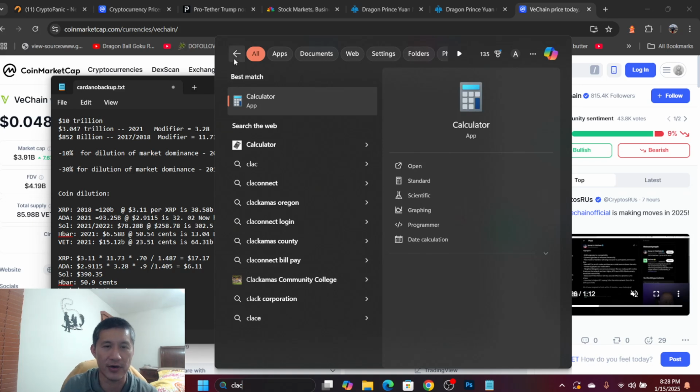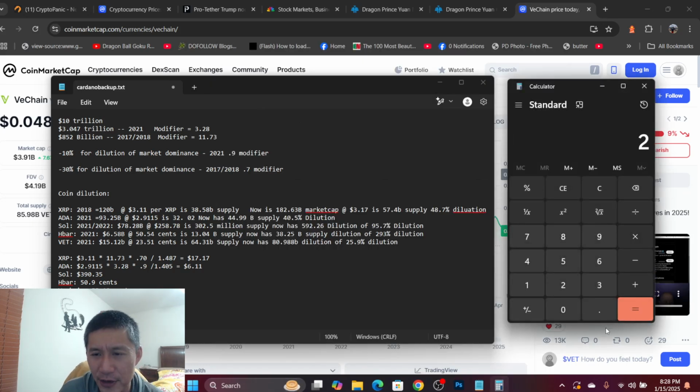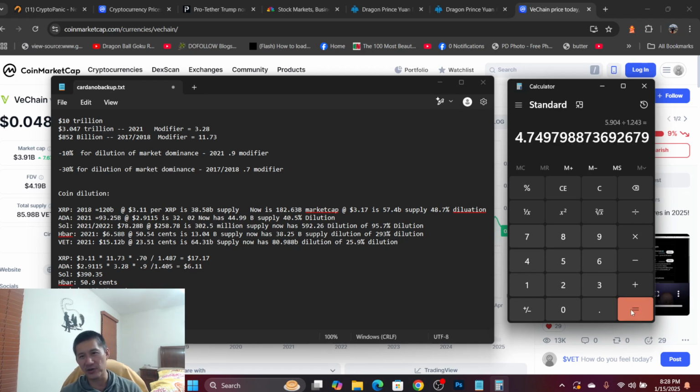Actually, we can just go ahead and do that right now. If you just took like $2 for XRP, which was basically its all-time high in 2021, and you multiply it by the 2021 modifier, multiply it by 0.9, which is the dilution factor. And you wouldn't actually divide it by 148.7. You would probably do like 124.3 or something. I'm just going to cut the coin dilution factor in half. And you would get about $4.74 if you follow the 2021 trajectory. So you would still get pretty close to $5.